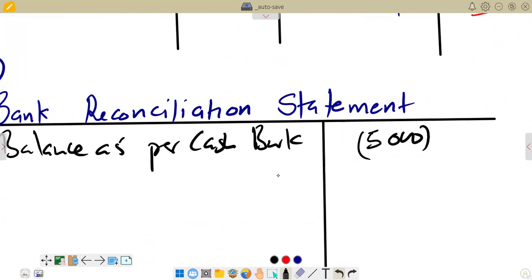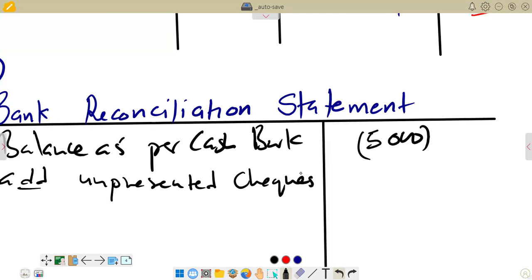Then next, we are supposed to add and subtract so that we complete the bank reconciliation. So if you start with the balance per cash book, we are supposed to add unpresented checks. If here we start with the balance per bank statement, you are supposed to add uncredited checks. But in this case, we are starting with the balance in the cash book. So we are adding unpresented checks, then we are going to less uncredited.